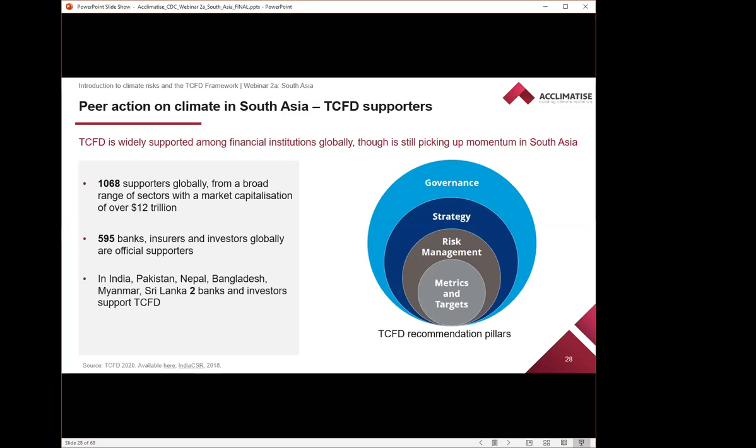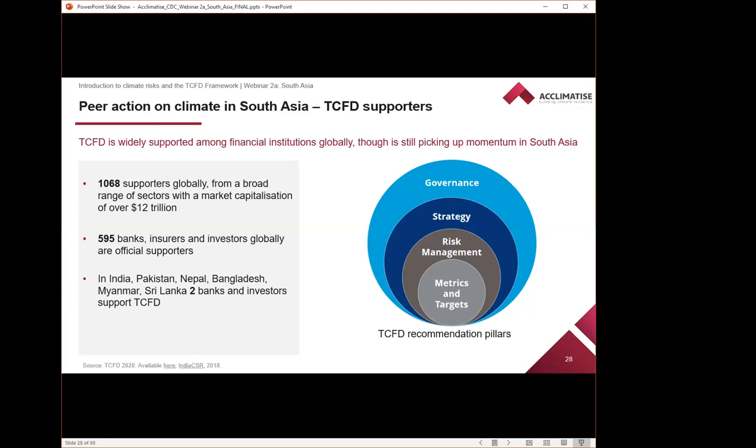And whilst there are only 2 banks in India, Pakistan, Nepal, Bangladesh, Myanmar, and Sri Lanka, what is important to recognize is that contained within that 595 bank figure are all the world's global commercial and investment banks. And they clearly are operating in the region. I know you'll be working with them on occasion. They are employing TCFD as a governance, strategic, and risk management metric and target practice. This is beginning to influence the way they run their businesses. So even though you may not be doing anything on TCFD at the moment, the people you work with are. And again, it's this creeping general move towards adoption of TCFD across the world.